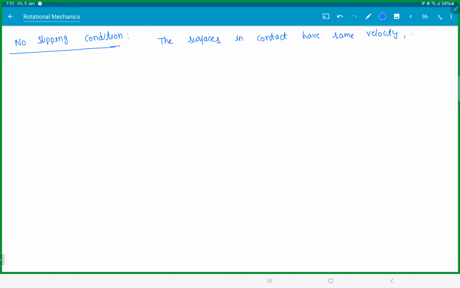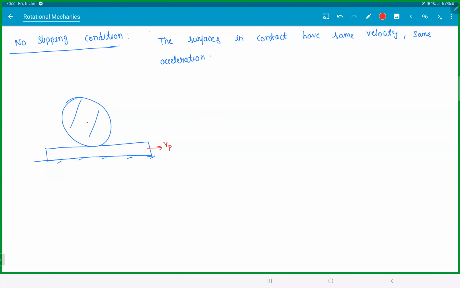Most people, if you ask them what is no slipping condition, they say V is equal to R omega, A is equal to R alpha. It's a blunder. The points in contact should have same velocity. Now, suppose you have a sphere or a disk rolling on a plank. Let's say this is the velocity of the plank. This is velocity V and this is omega.